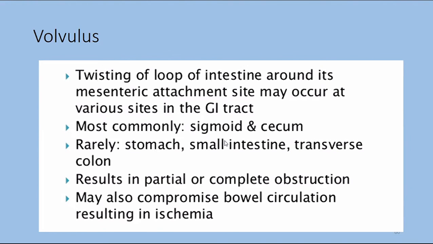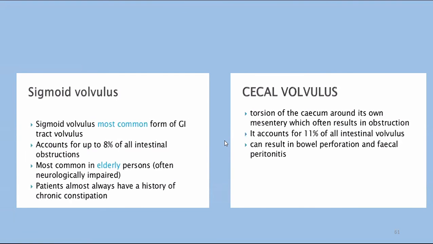So, as I mentioned, the more common ones are the sigmoid volvulus and the cecal volvulus. The sigmoid volvulus accounts for 8% of all intestinal obstructions. Most common in elderly patients, especially those who are neurologically impaired. This is because it actually occurs in patients who have a history of chronic constipation.